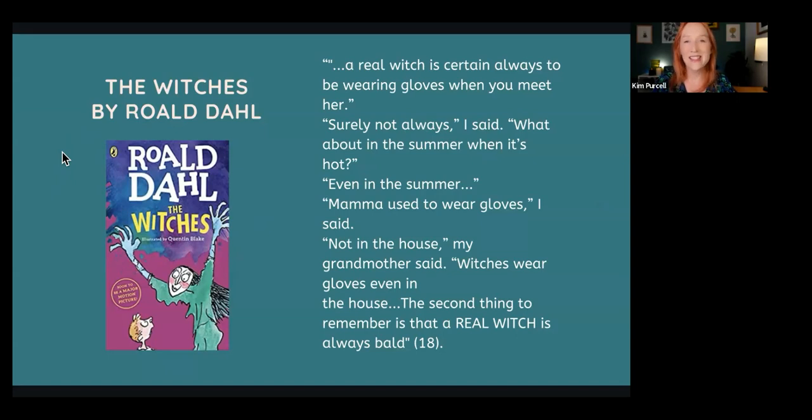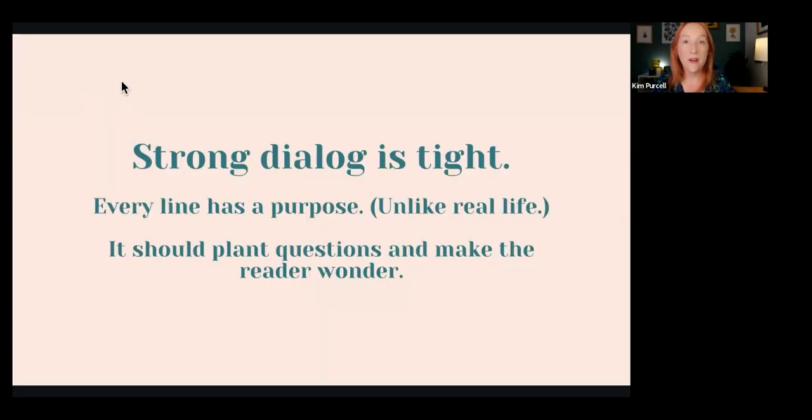Let's look at this classic book, The Witches by Roald Dahl. In this particular scene, the grandma reveals to her grandkid how to identify a real witch. So pause me now and read this dialogue. Another element of strong dialogue is that it's tight. Cut those extra words. Every line has a purpose. It should also plant questions in the reader's mind and make them wonder.